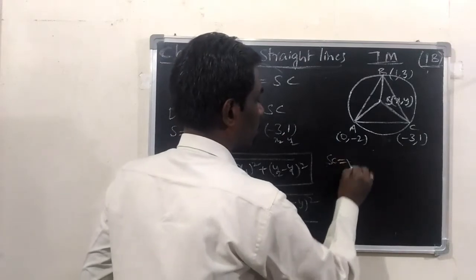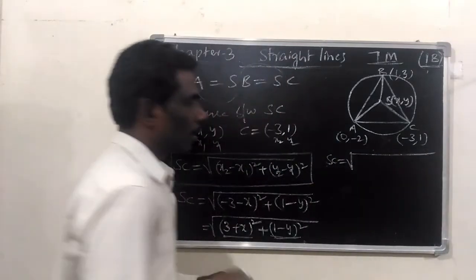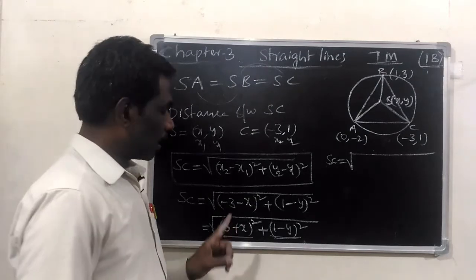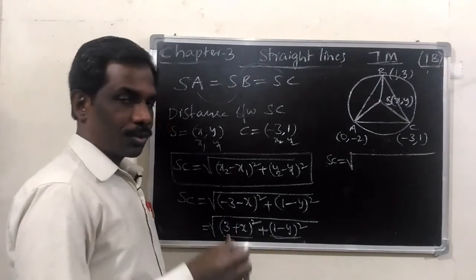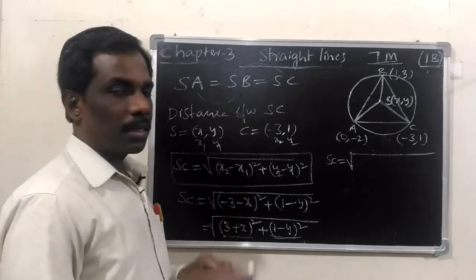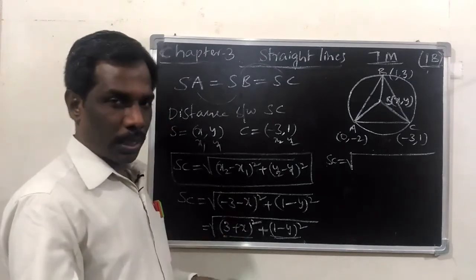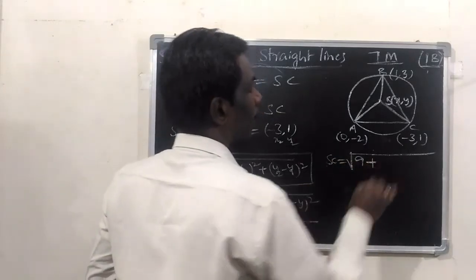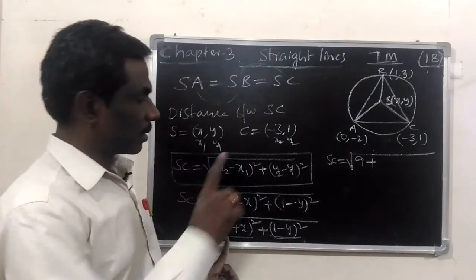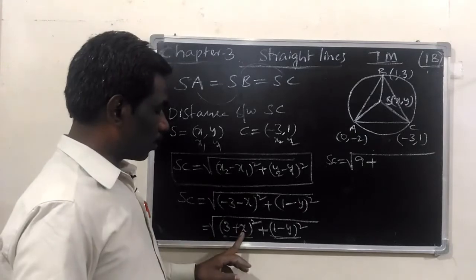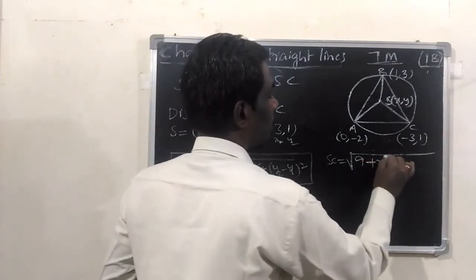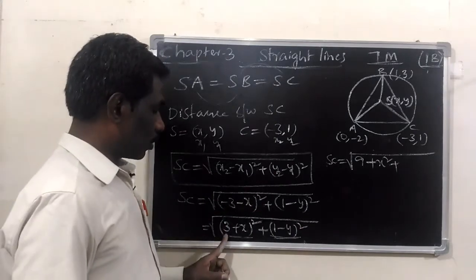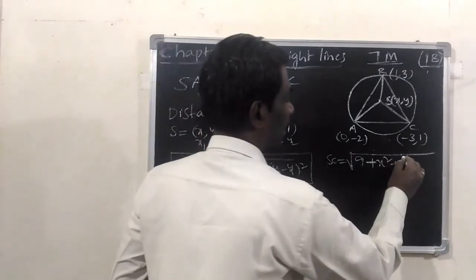SC is equal to the square root of, first I am expanding this 3 plus x whole square. In place of a is 3, in place of b is x. For a square, write 3 square. 3 square is what? 9. Plus b square. b is what? x. x square. Plus 2ab, 2 threes are 6, 6 into x, 6x.